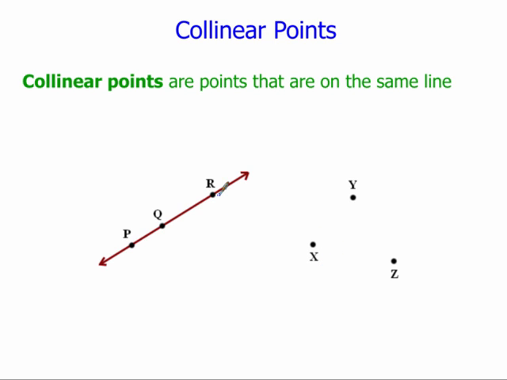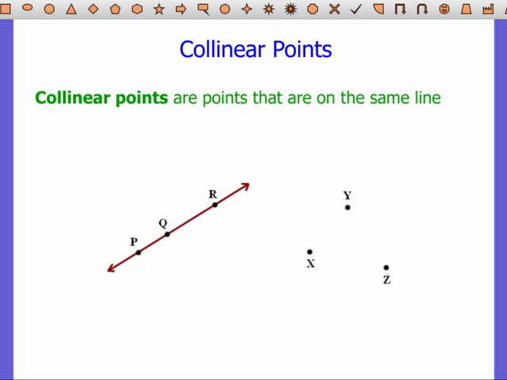And what is interesting is that any 2 points will always be collinear. I can take a line and draw it between any 2 points, because a line is defined by at least 2 points. That is not true about 3 points. For example, here are 3 points that are not all on the same line. But any 2 will always, always, always be collinear. So I've got 3 here, P, Q, R, and then 3 here that are not, X, Y, and Z.